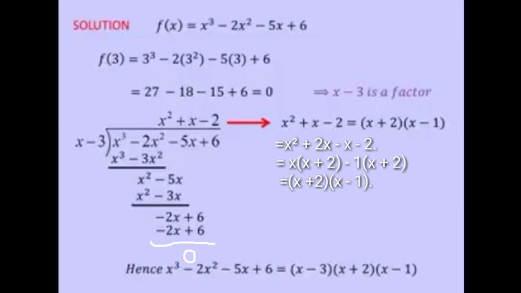So, the two linear factors of quadratic polynomial are x plus 2 and x minus 1. Therefore, the three linear factors of cubic polynomial are x minus 3, x plus 2 and x minus 1.